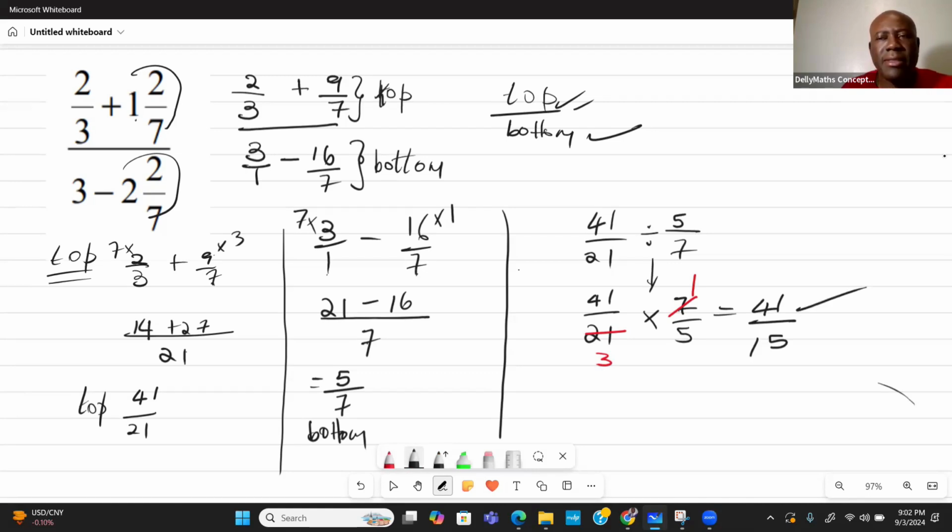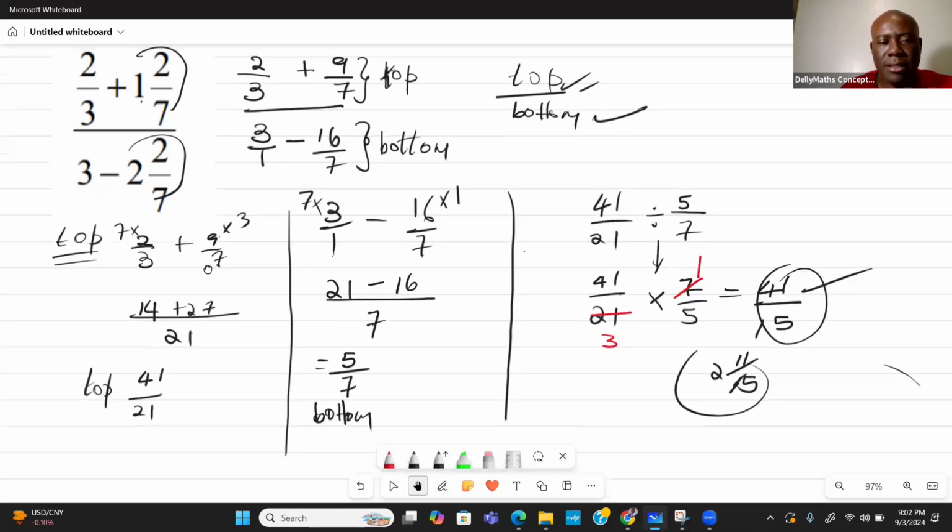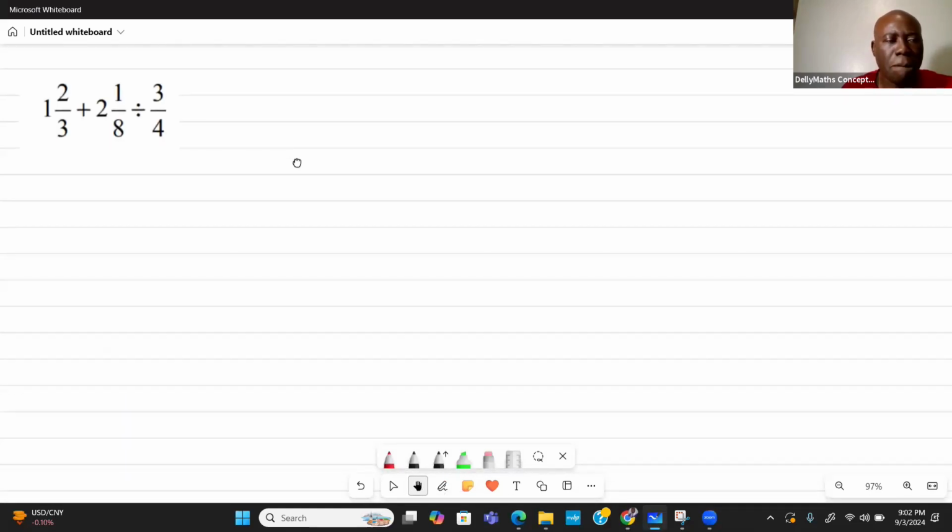We could represent this as a mixed number. 15 into 41 goes 2 times, and remainder 11 over 15. So any one of these answers would be acceptable and good. Let's take a look at the next problem.